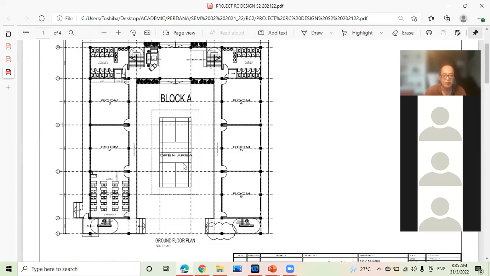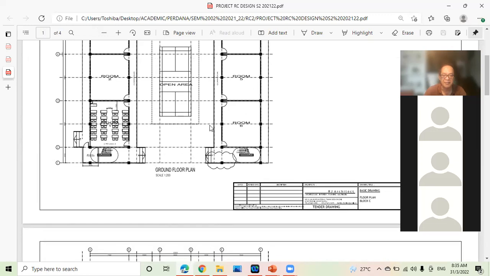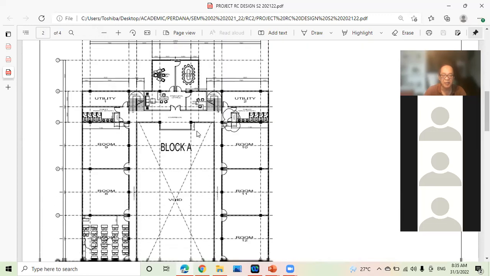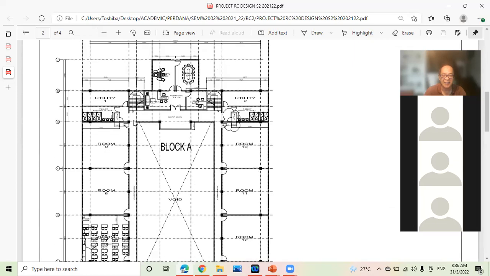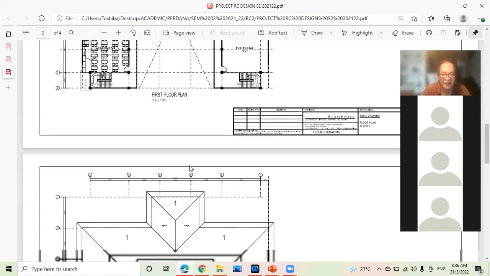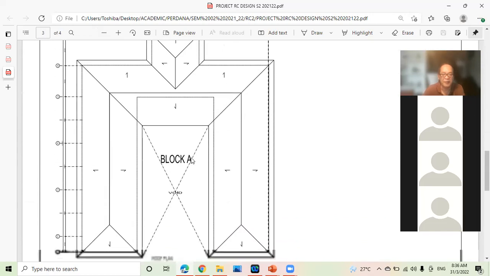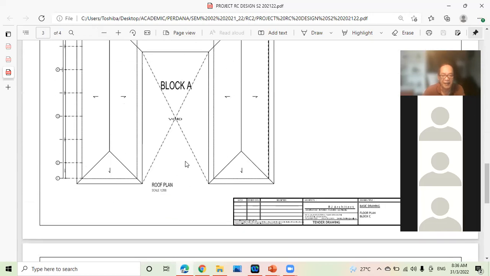Okay? Plan view indicating the ground floor plan. This is one drawing. Kemudian we have the first floor plan, okay, aras tingkat 1, plan tingkat 1, indicating again the layout of the building for the first floor plan. And finally we have the roof plan. Okay, we have the roof plan. So it is a ground floor, first floor, and then roof.